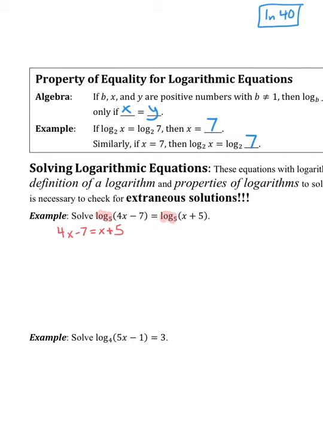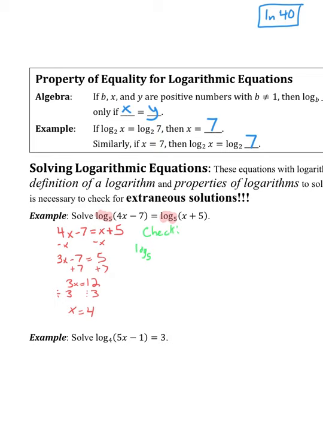Because now we're saying, well, 4x minus 7 has to equal x plus 5. Subtract x from both sides, you get 3x minus 7 equals 5. Add 7 to both sides, you get 3x equals 12. Divide both sides by 3, you get x equals 4. And that's how we'd solve for x algebraically here. Of course, we want to do a check. Always want to check.